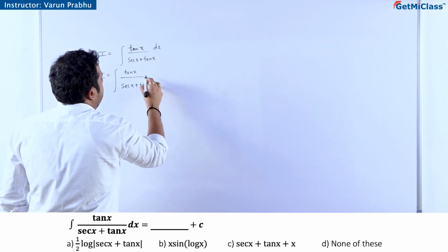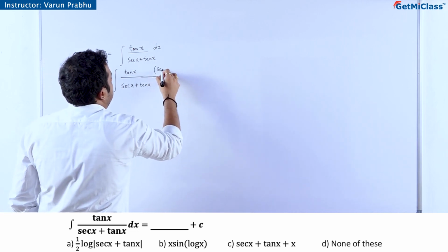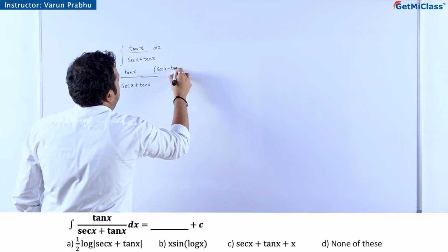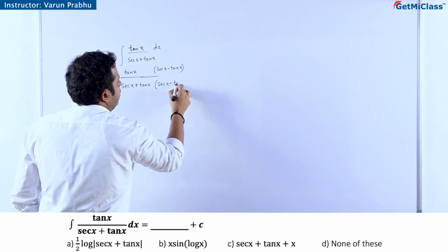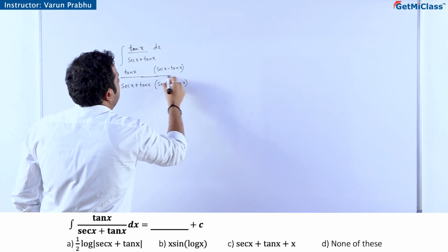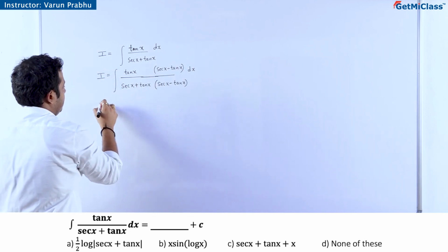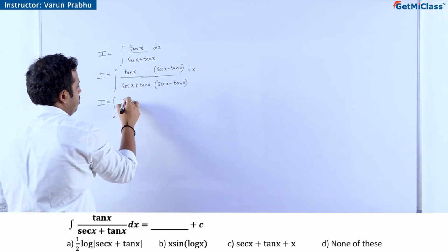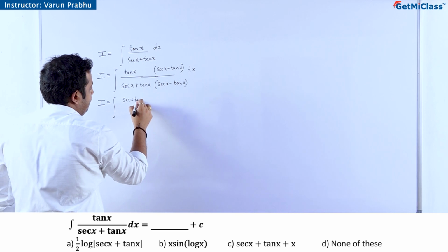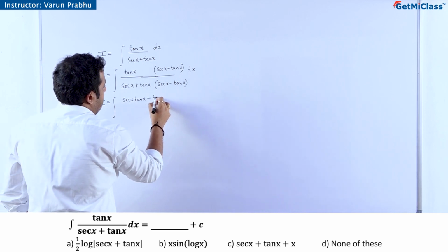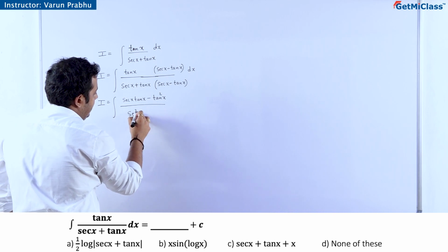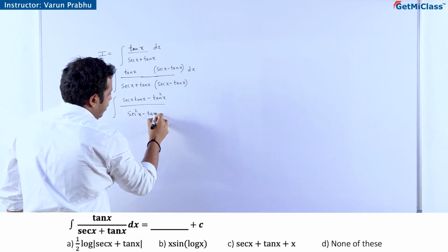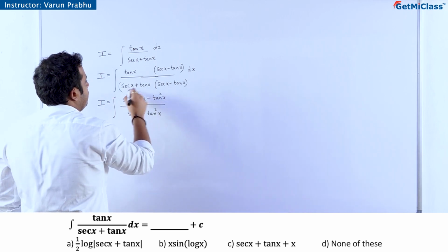What we'll do? We'll multiply and divide by secant x minus tan x, correct or not? Secant x minus tan x. So this is dx. So I can say I is equal to the integration of secant x into tan x minus tan squared x, divided by secant squared x minus tan squared x, right or not? Secant squared x minus tan squared x.